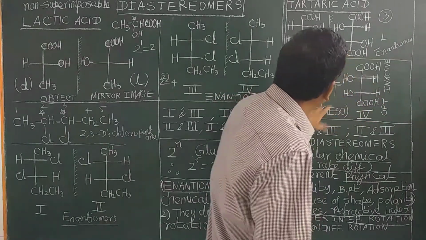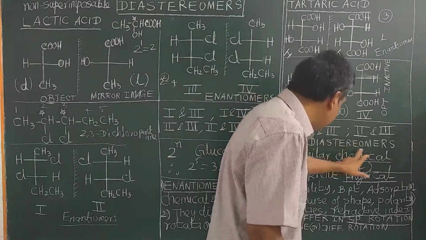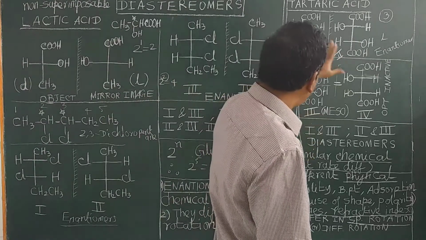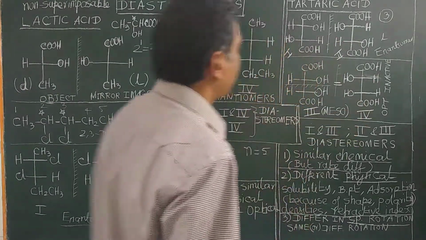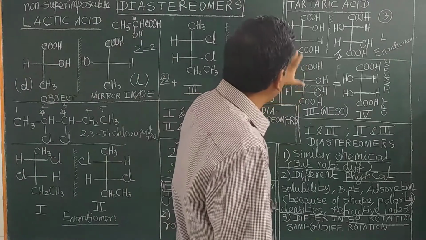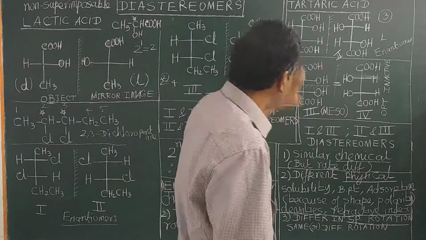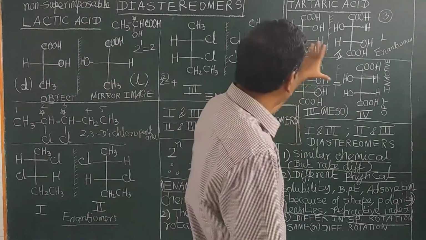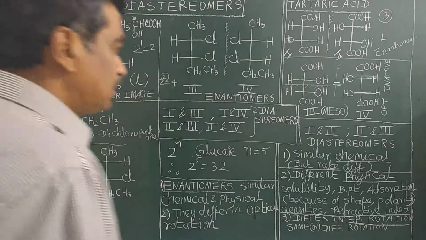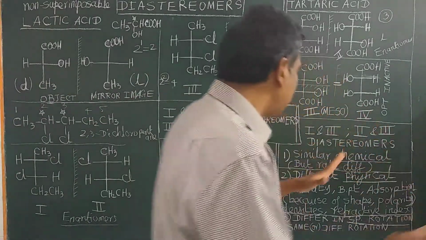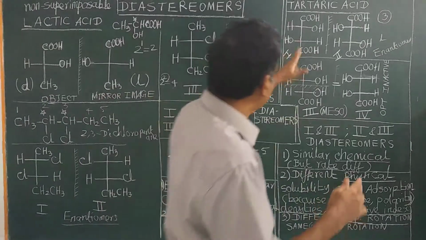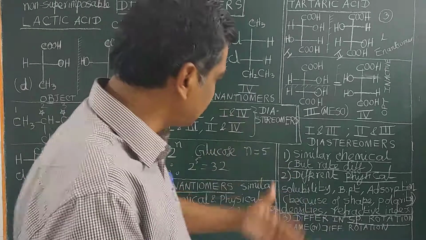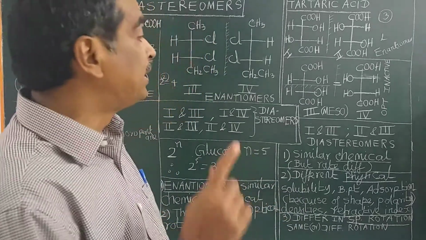1 and 3, and 2 and 3 are diastereomers. They are not related by object and mirror image. They are totally different. Diastereomers have similar molecular formula and similar chemical properties, because they have the same functional groups, OH and COOH. Therefore, they have the same chemical properties, but different rates.